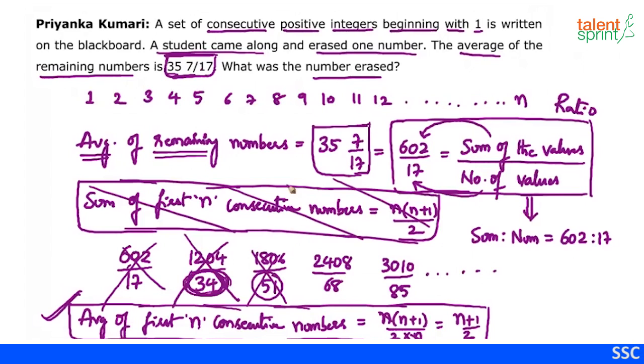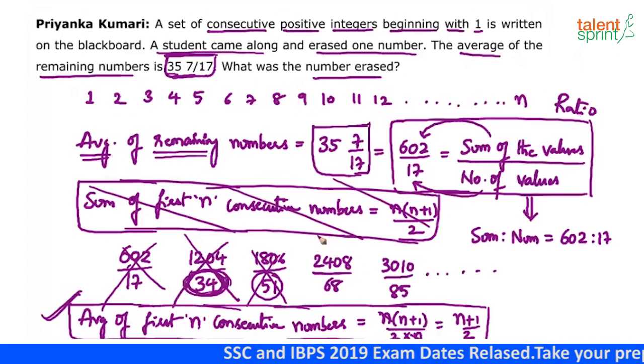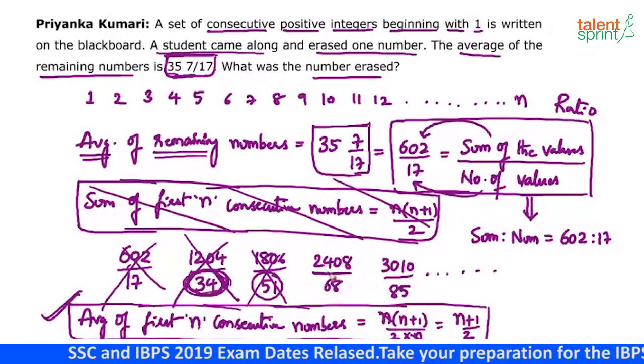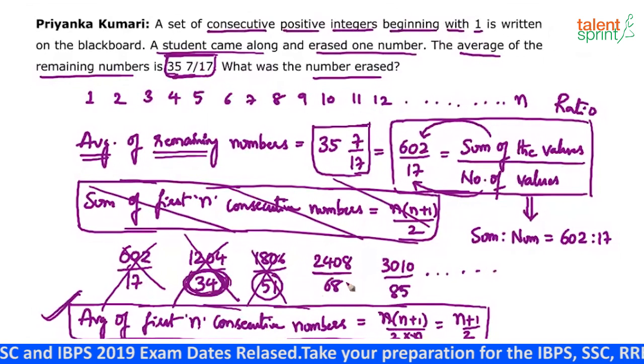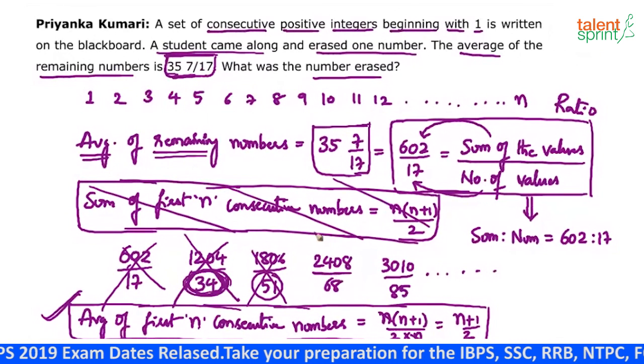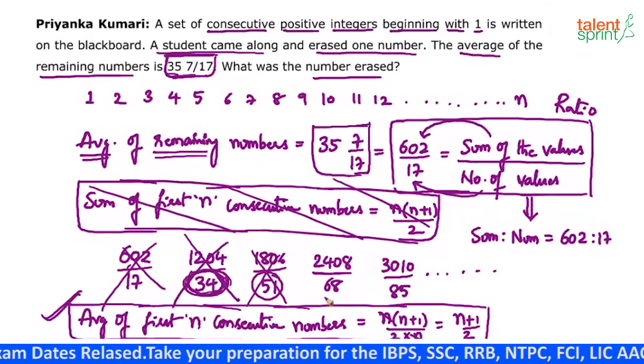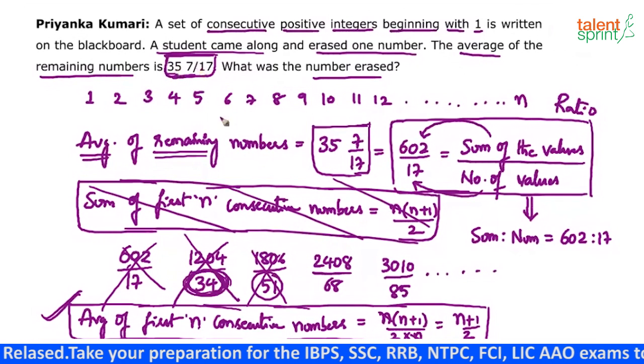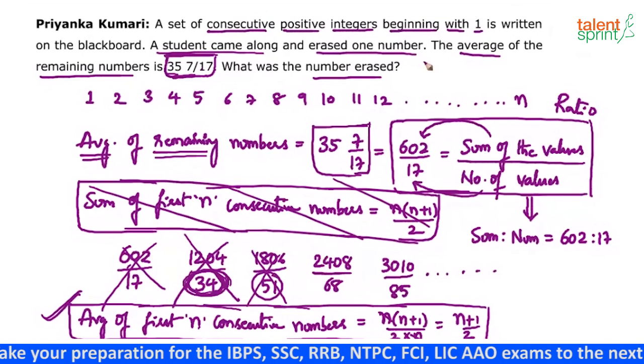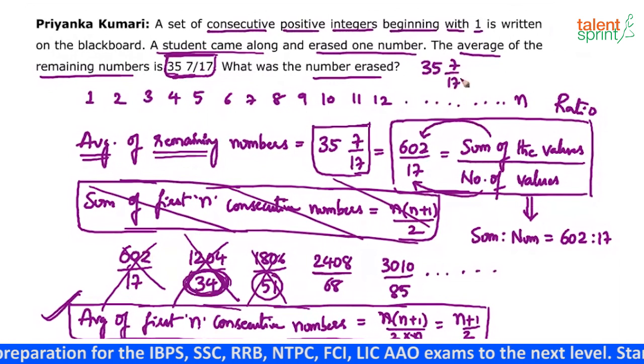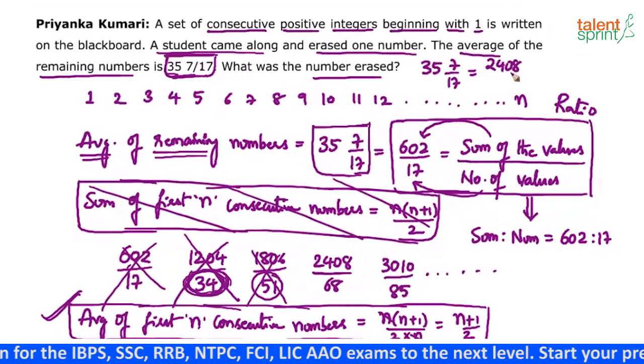So this looks closer to the given value here, right? The first three were not close to what is given there. So if you go by this ratio, if you assume that there were 68 numbers, I can say that 35, 7 by 17. See, these are not first 68 numbers. Understand, when I say 68 numbers, 35, 7 by 17 is definitely equal to 2408 by 68. From that only we have got, right? Yes or no? You are able to follow. 35, 7 by 17 is equal to 2408 by 68. That's what we have done.